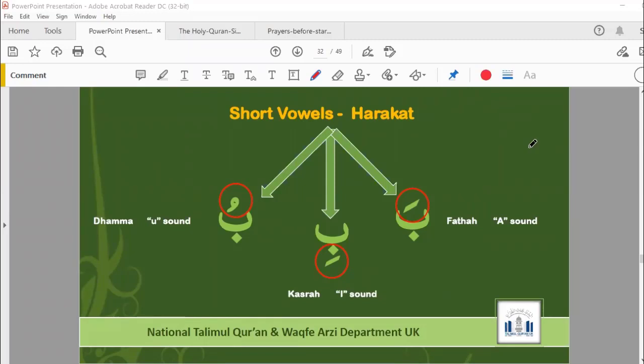So should I explain these rules? Yes. Just what is on the slide? Just let me know, please.